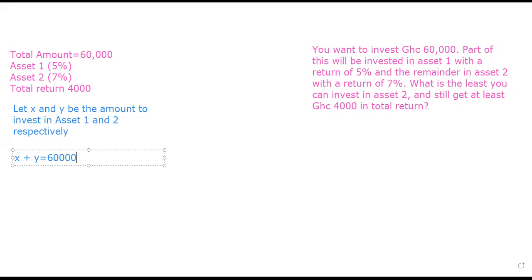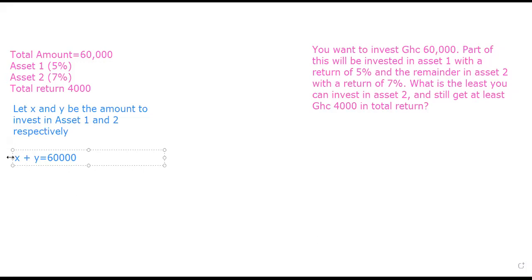If you have one variable, you can solve it straight without any. If you have two variables, you have to get two equations. If you have three variables, you must get three equations to solve them. Here we have two variables, asset one and asset two, represented with X and Y. So we must get two equations.